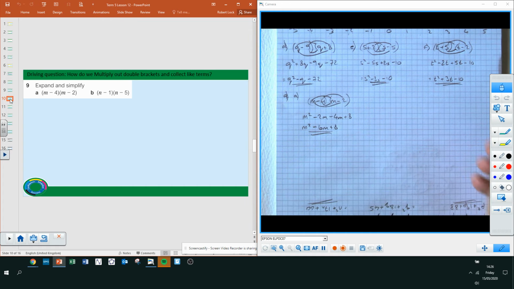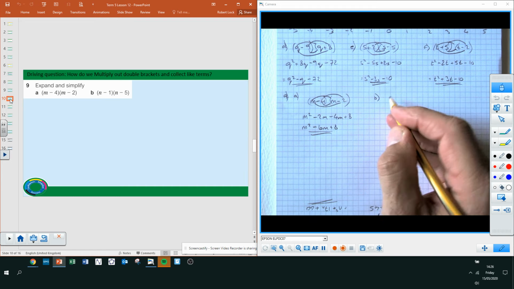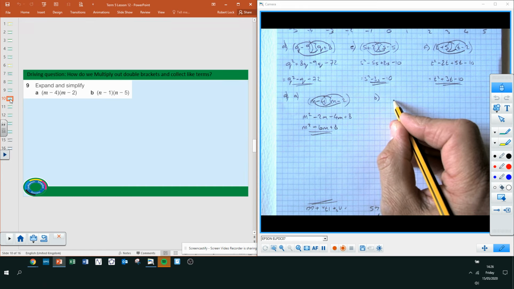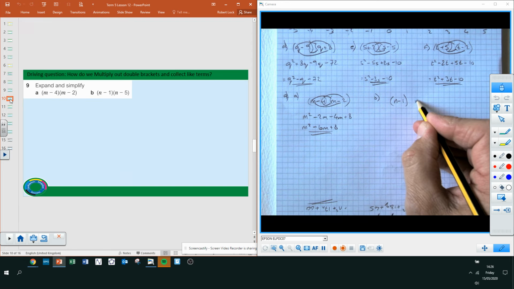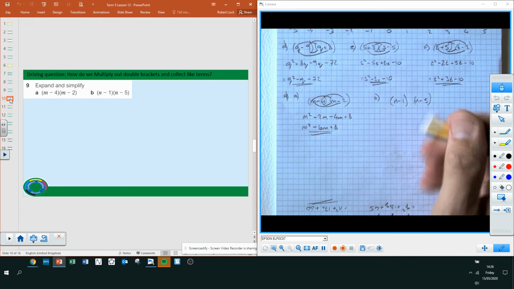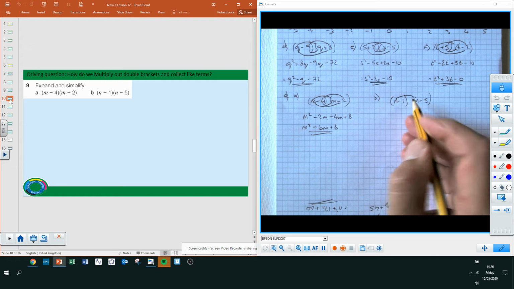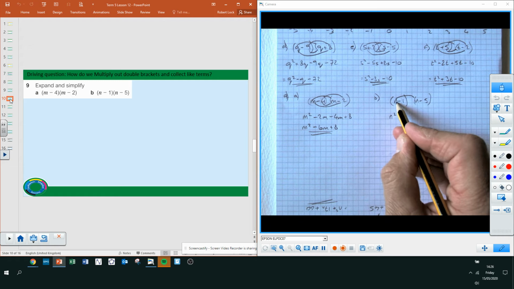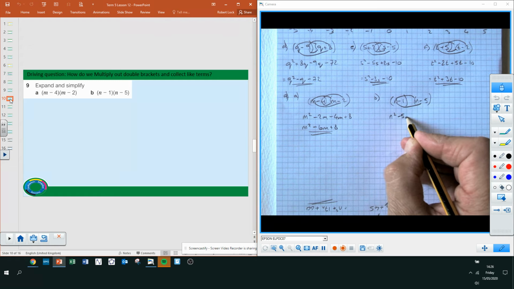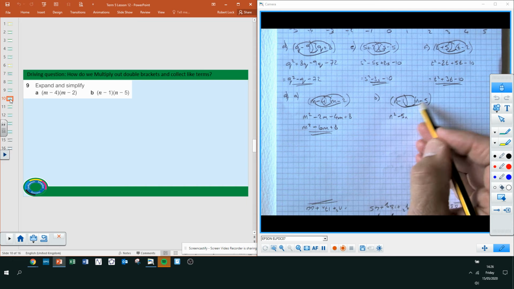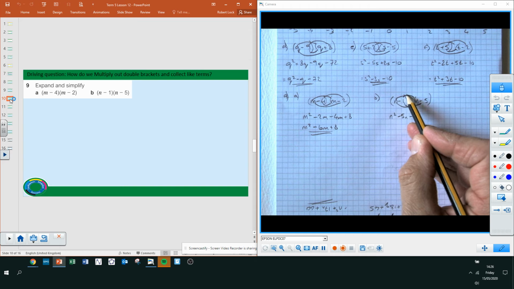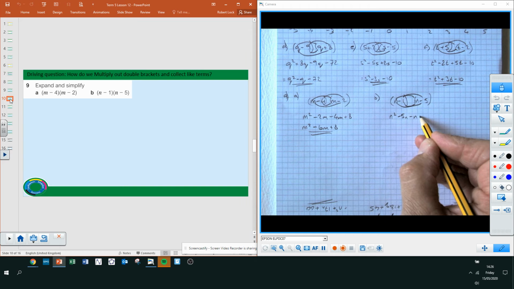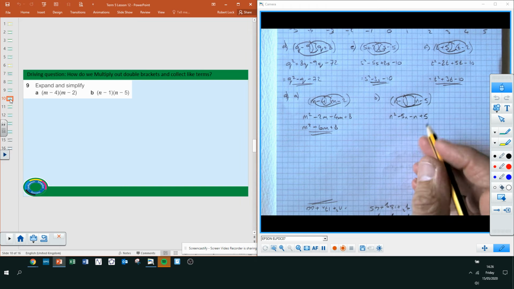Okay, next one, B. n minus 1, n minus 5. Go through. n times n, n squared. n times minus 5, minus 5n. Minus 1 times n is minus n, or minus 1n. And minus times a minus is a positive, so 1 times 5 is plus 5.